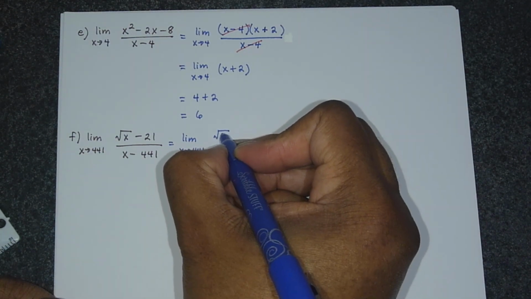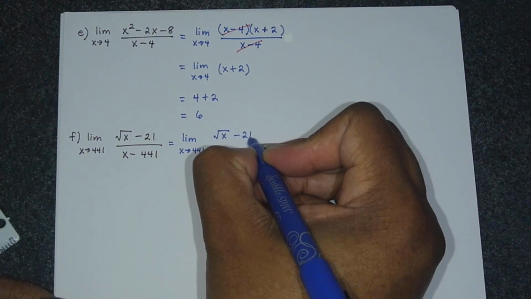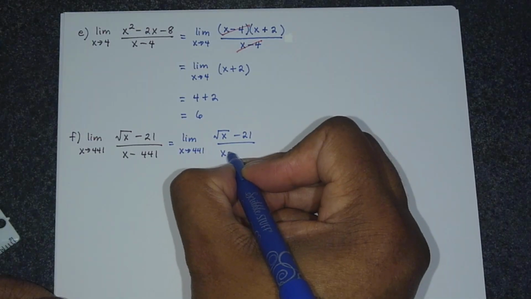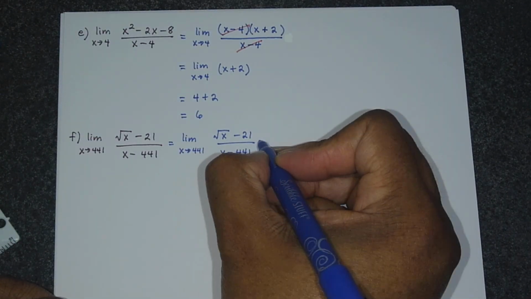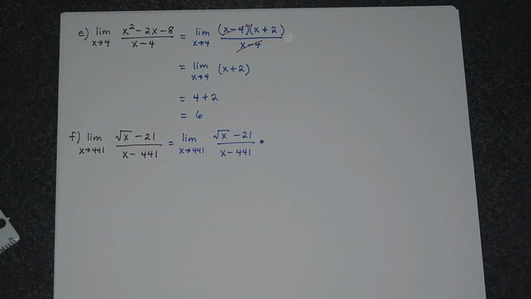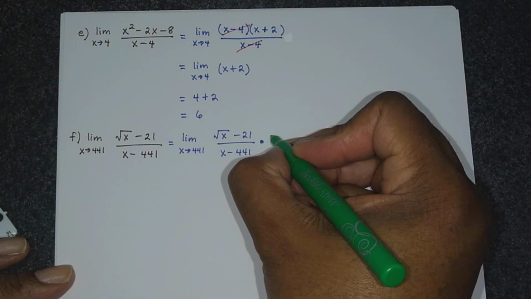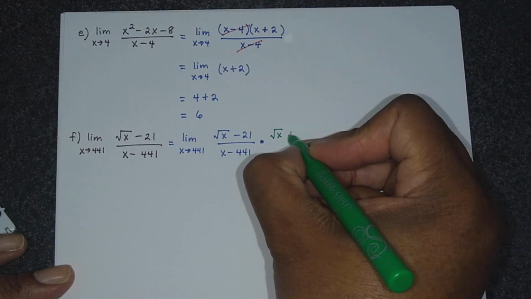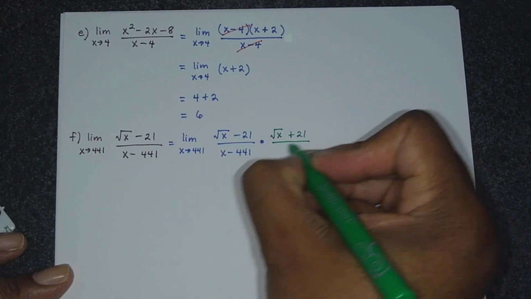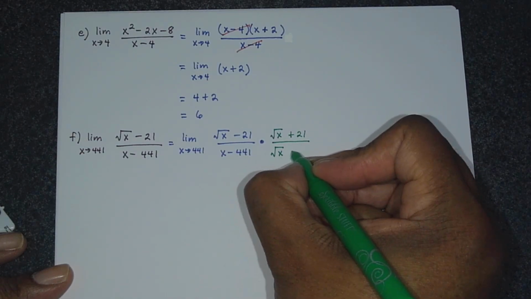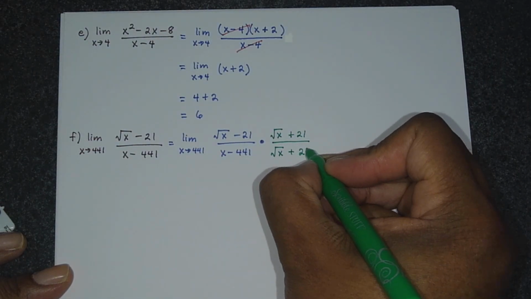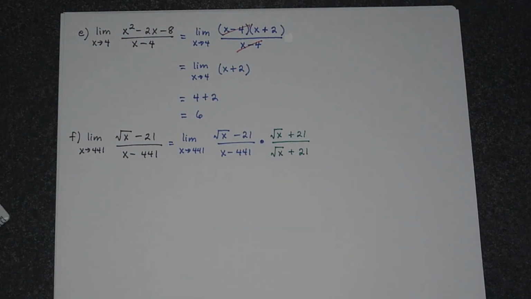Okay. I'm going to bring this over. What is the conjugate of the square root of x minus 21? Square root of x plus 21. So the numerator and the denominator will be multiplied by the square root of x plus 21. That's what we call the conjugate.